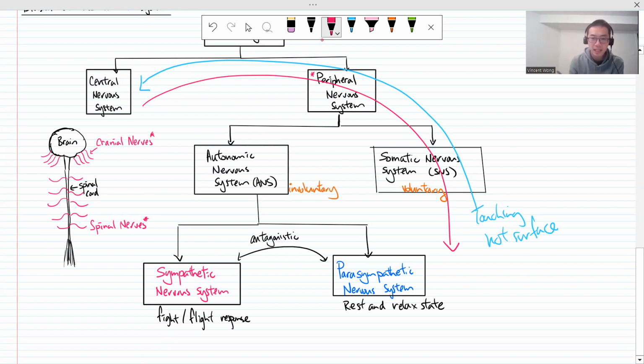Now, what if the signal originates from something that you normally don't have voluntary control over? Let's say you ate too much, and your stomach is hurting because it's too full. I don't know if that's a good analogy. Or if someone has kidney stones and it's hurting. You don't have voluntary control over your stomach or your kidneys, but you can still feel pain from them. So that kind of pain is going to be picked up by the ANS.